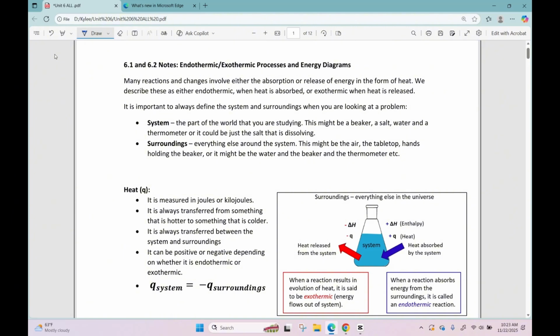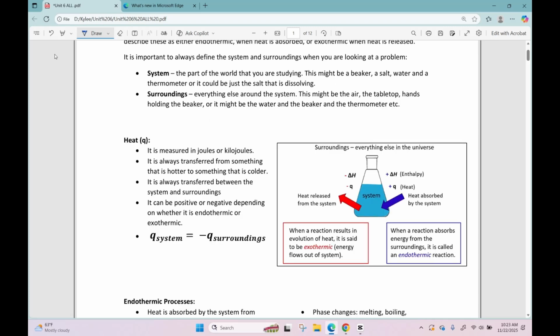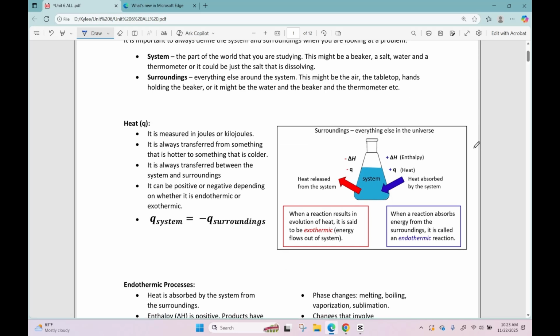It might be the air around, the tabletop, your hands holding the beaker. It might be the water in the beaker. So this is the trickiest part, defining this system versus surroundings concept. In this picture, we have a beaker here. And when we talk about system versus surroundings, we can define these in terms of energy being absorbed by the system, and that would be considered to be endothermic.